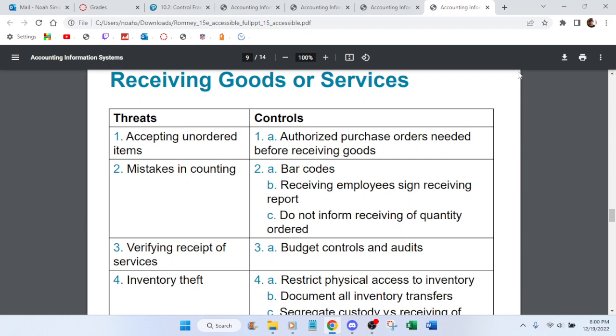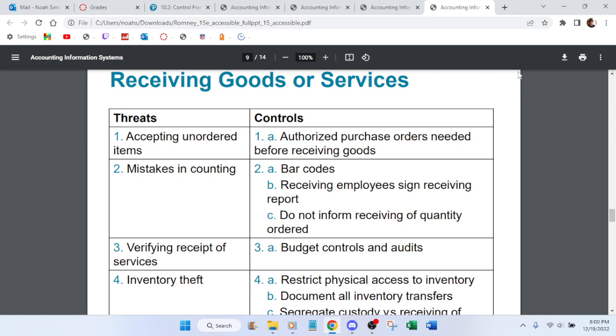Authorized purchase orders needed before receiving goods. Mistakes in counting: barcodes, receiving employees sign receiving reports. Do not inform receiving of quantity ordered. Verifying receipt of services.